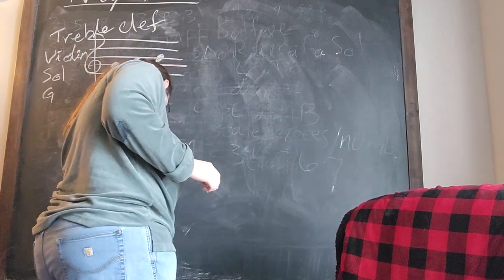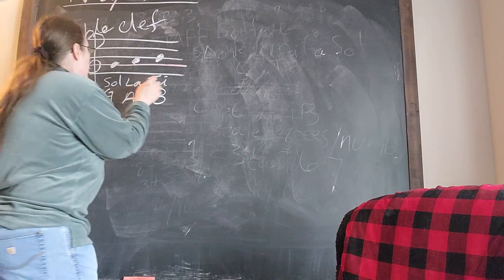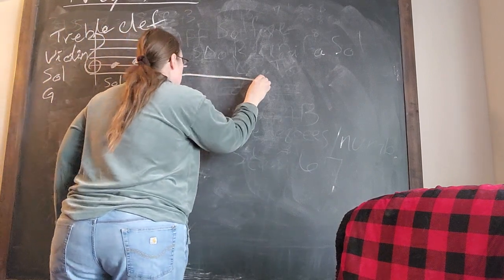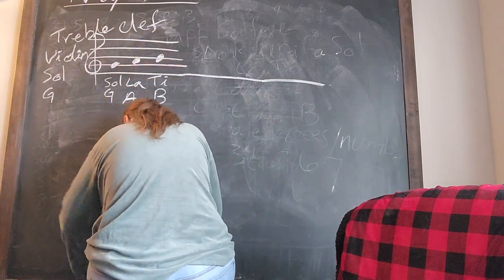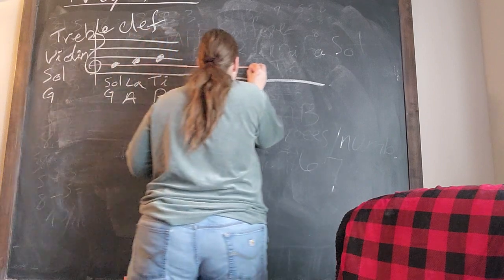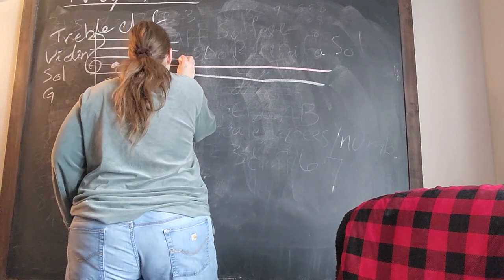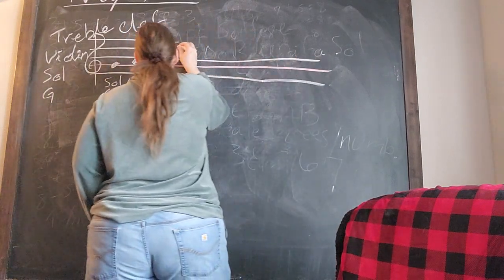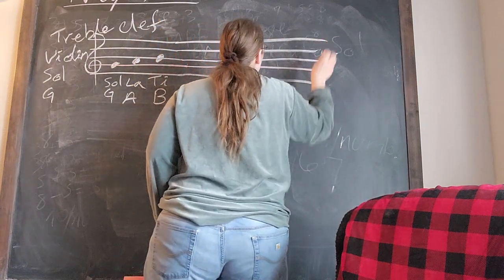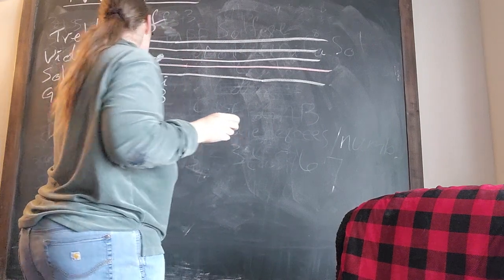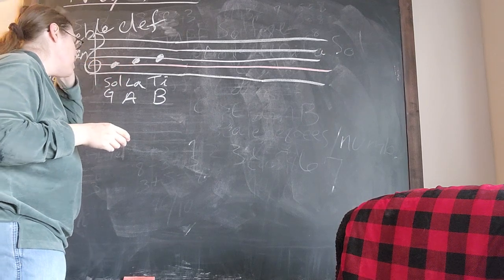So then after T, so we have sol, la, ti. Just gonna draw this all the way over. Oops. Need my little red chalk for this one. Okay. Back to the white chalk. All right. So we have sol, la, sol, sol, la, ti.